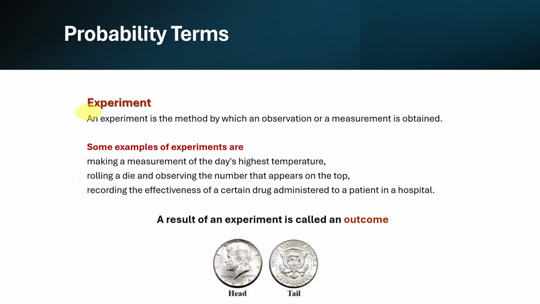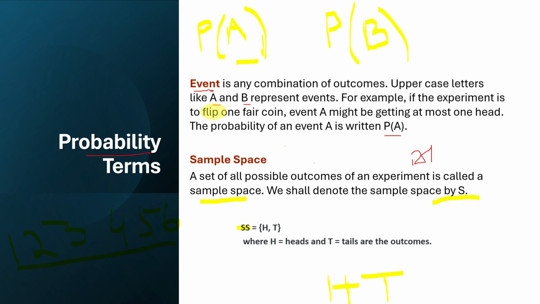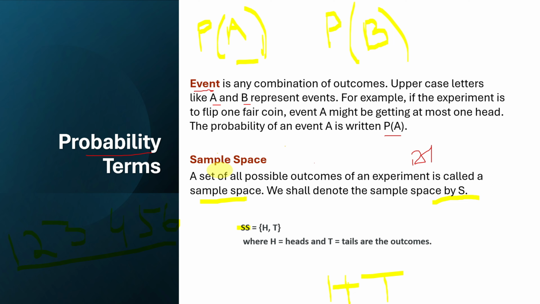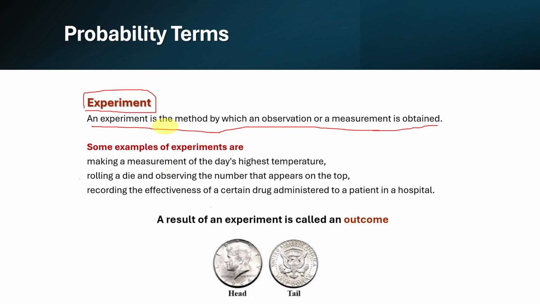Now let's discuss another term of probability, which is known as experiment. We have discussed outcome, sample space, event. Now we are discussing experiment. What is an experiment? An experiment is a method by which an observation or measurement is obtained. If you are doing this for the first time, for school leavers or school levels, you can get this kind of question: what's the difference between experiment, outcome, event, sample space? So they might give you four things and you need to match them.